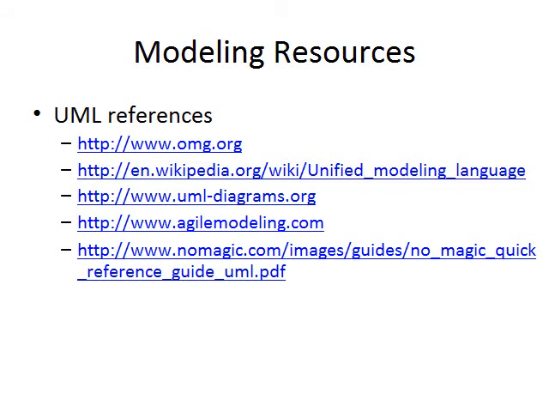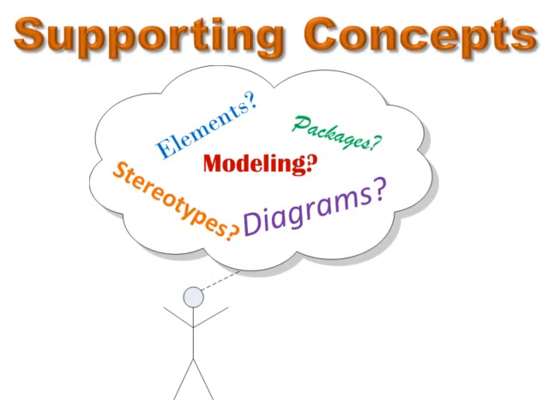Some other resources I would give you. I've been through some of these, and some of them are pretty good. OMG.org is Object Modeling Group, and they are the maintainers of the UML specification. You can go there and download the specification itself for free. There's different aspects of that specification, so it might take a little getting used to what they've done.